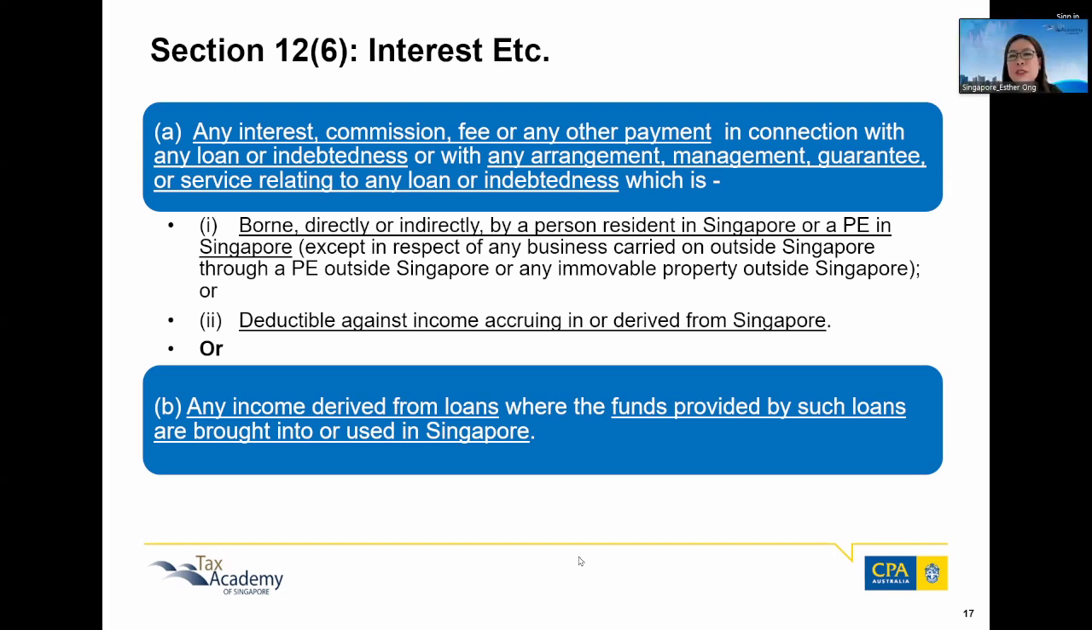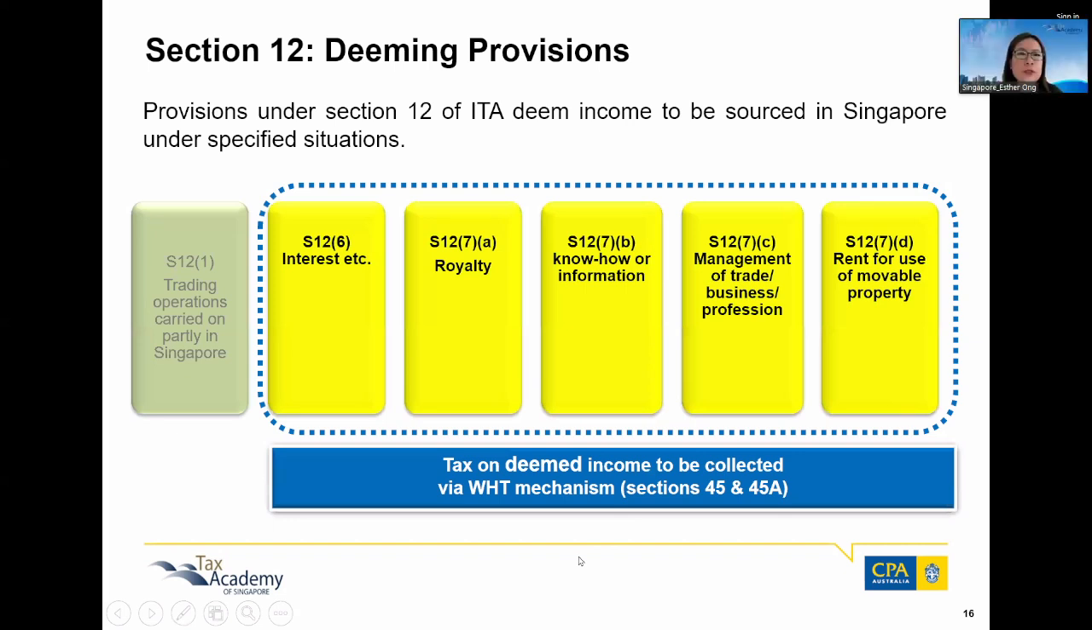Just now, the first example showed you a type of payment which is not caught under Section 45, right? Yes, the payment for goods. That one is out. But then it has a PE in Singapore. So it's actually caught under Section 12(1), which we talked about just now. Let me show you. The operation, the trading, this one.